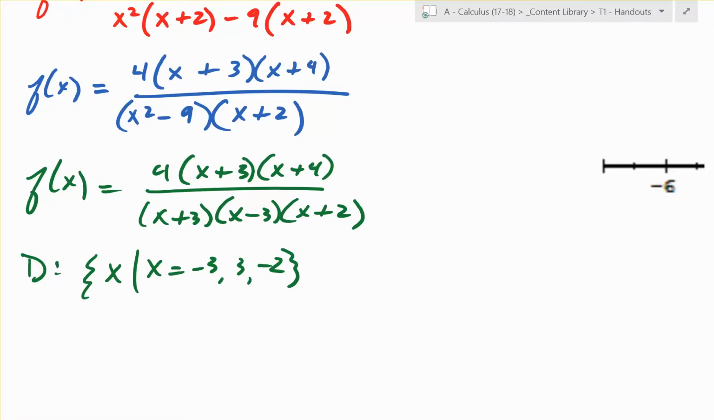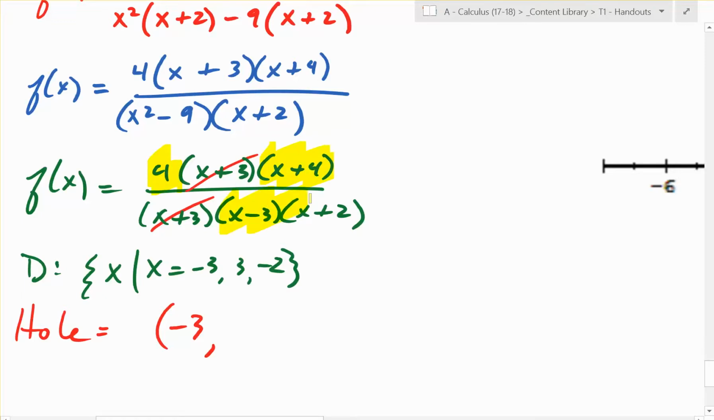And I'll go to, I don't know, red here. And the x plus 3's cancel. Right? So the hole is happening where? At -3. And where do you plug in -3 to get the y coordinate? Of the original simplified, right. Here's the simplified, guys. Into the simplified.